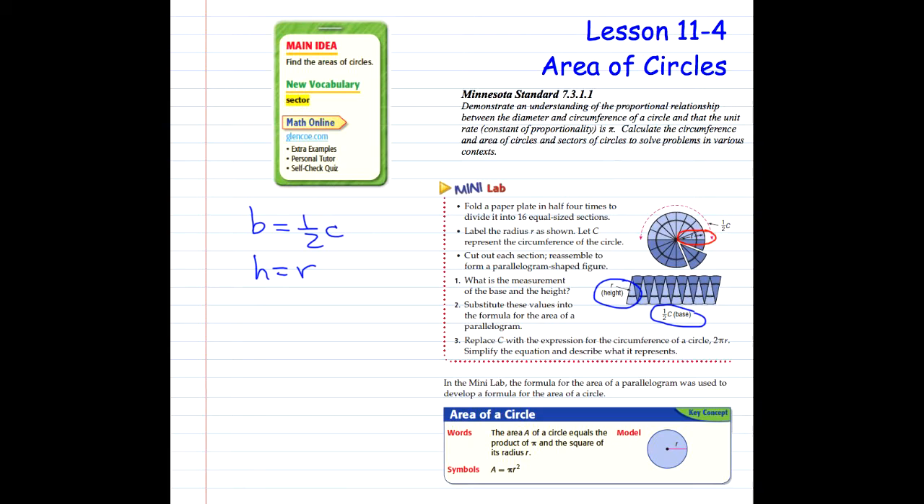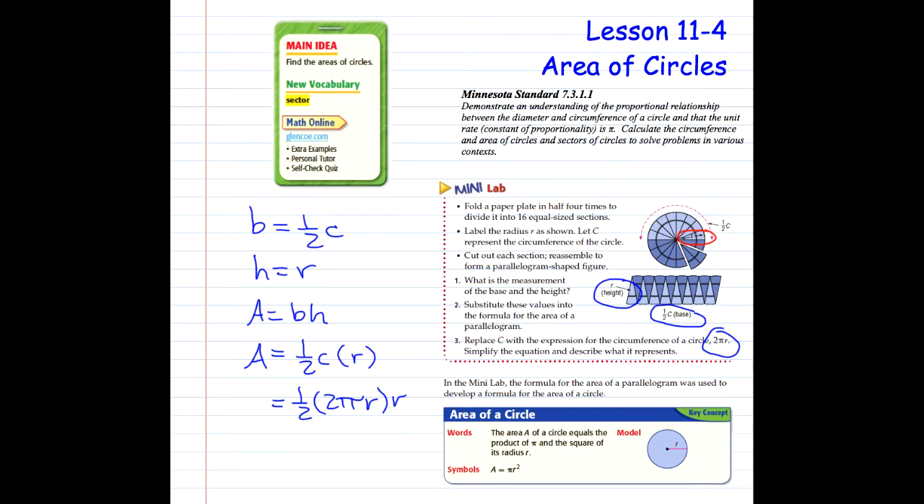Substitute these values into the formula for area of a parallelogram. The area of a parallelogram is found by taking base times height. So this becomes 1/2 C times the radius. Replace C with the expression for the circumference of a circle, 2 pi r. So this is 1/2 times 2 pi r times r.